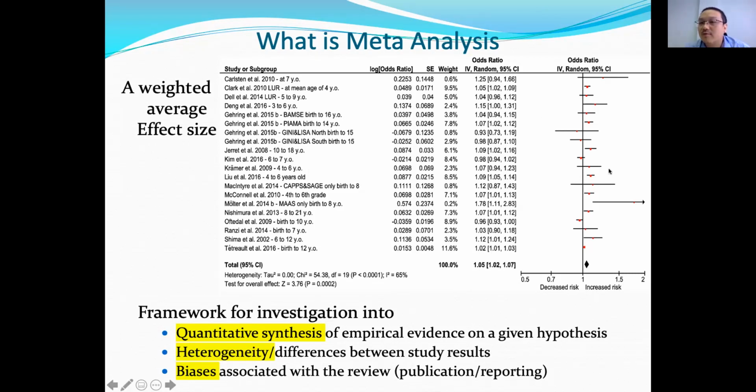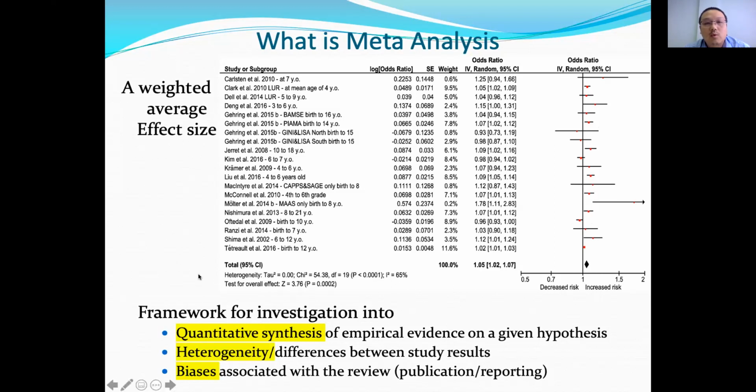And the right side of the graph is a forest plot. It shows the dispersion of the results. Here, there's a heterogeneity test and an overall test. All this we will be discussing in the later part of the seminar.